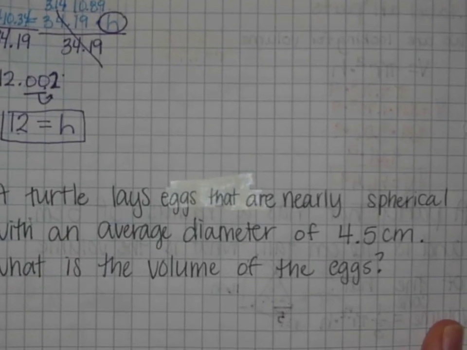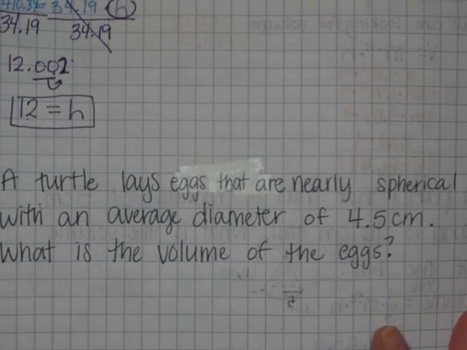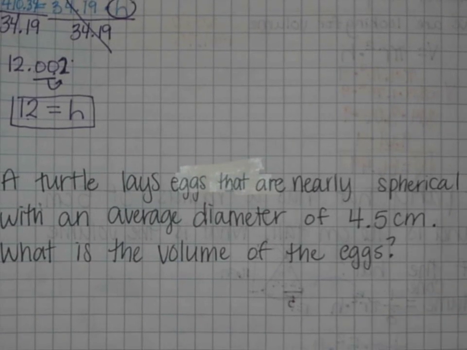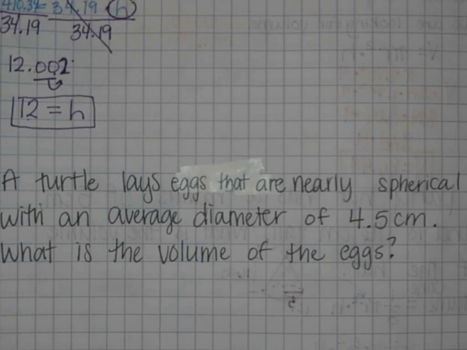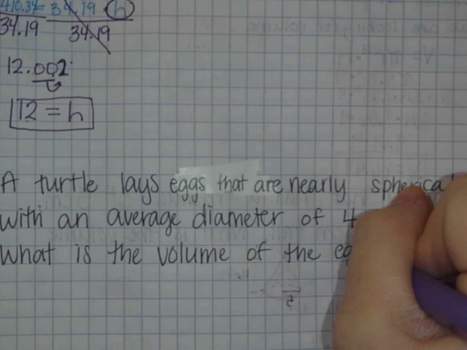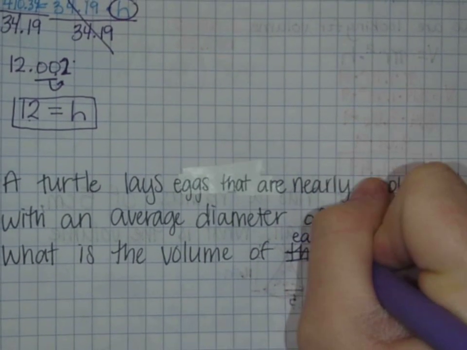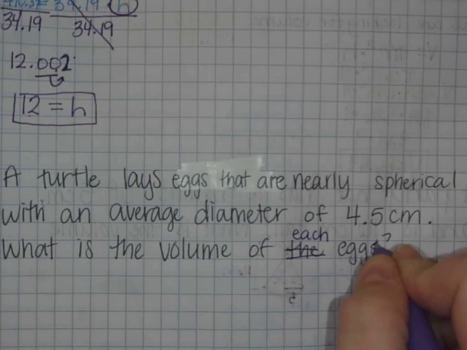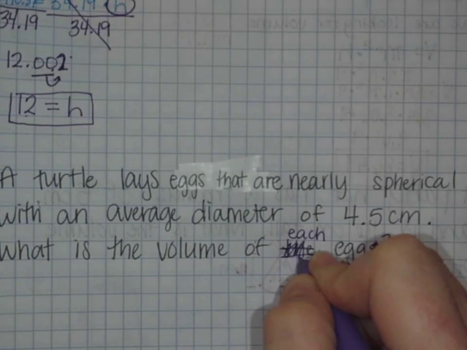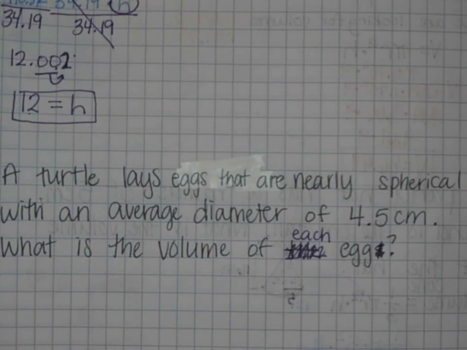Okay, I'm going to do one more example just because we haven't done a sphere in a little while. A turtle lays eggs that are nearly spherical with an average diameter of 4.5 centimeters. What is the volume of the eggs? Or egg. Volume of each egg is how I should have worded that, sorry. So let's change it to volume of each egg.